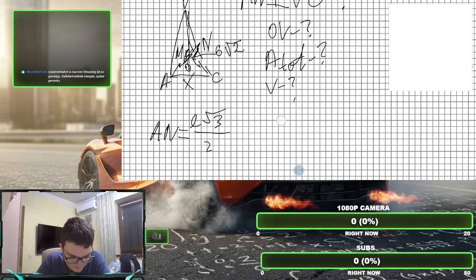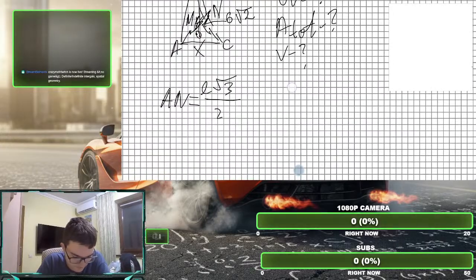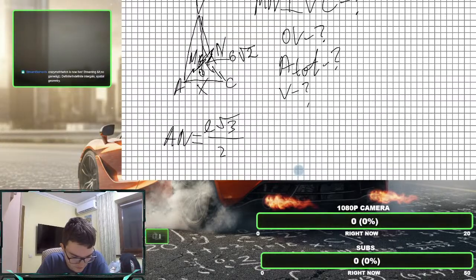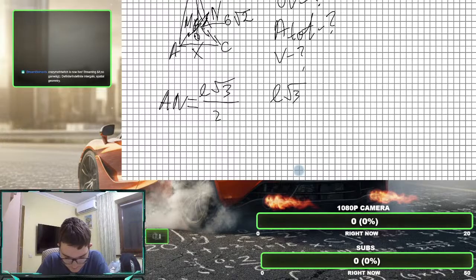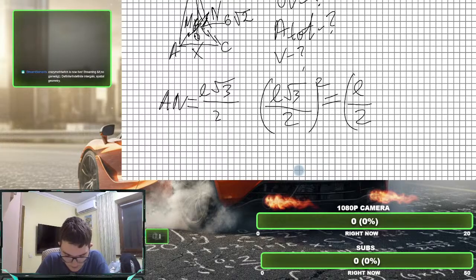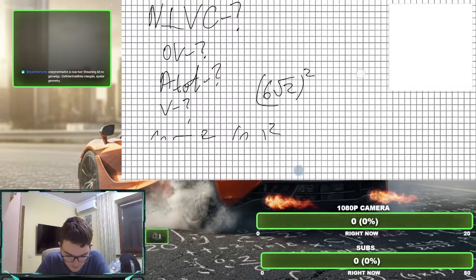Why is MN 6 square root of 2? Oh, yeah, it's there. MN is 6 square root of 2. And so the Pythagorean formula is used: L divided by 2 to the power of 2, plus 6 square root of 2 all to the power of 2. Now this will be, of course, 36 times 2, so 72.